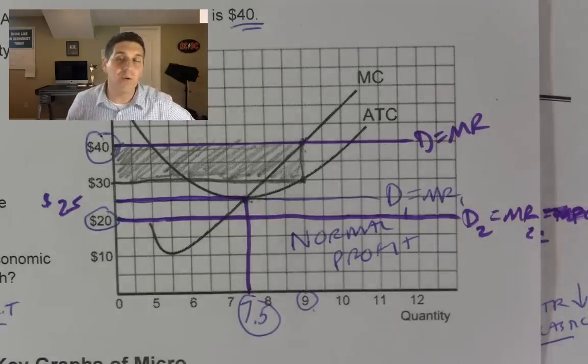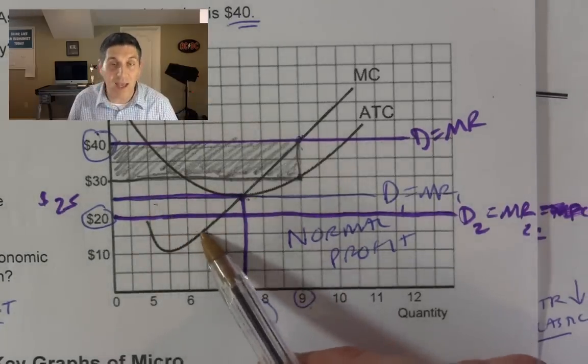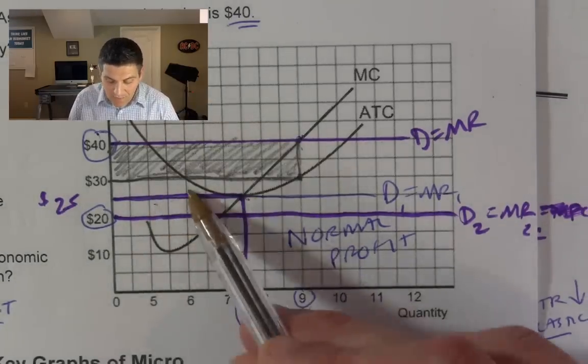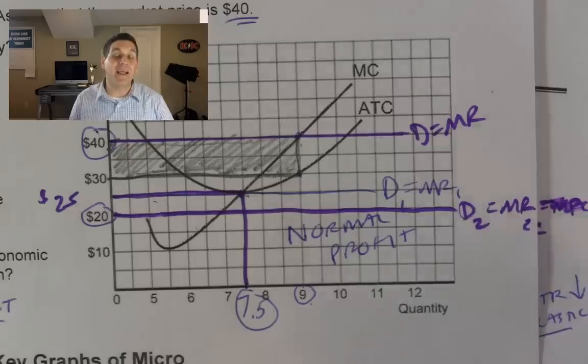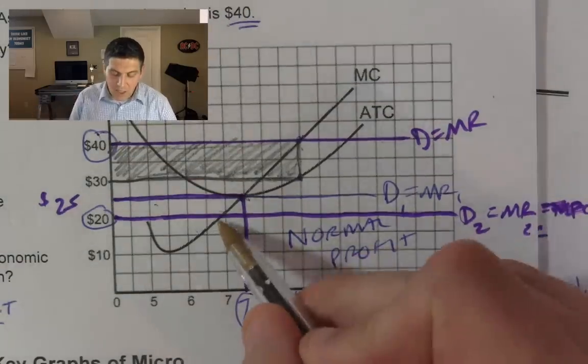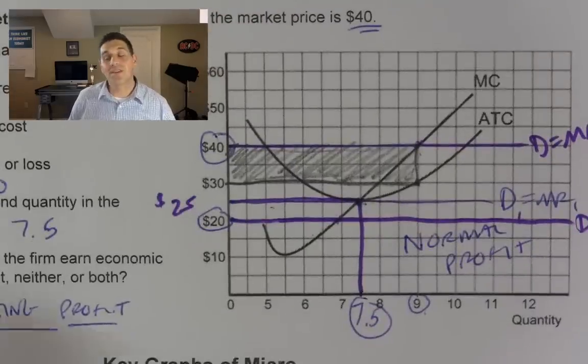So remember, the shutdown rule is when the price falls below AVC. So if the AVC is down here, they should actually keep producing. If the AVC for some reason was above there, they should shut down. But the idea is they'd be making a loss. Now let's make sure we get the idea of losses. Loss means that you're losing money, but it doesn't necessarily mean you're not making accounting profit. You could still have a loss and still make accounting profit.